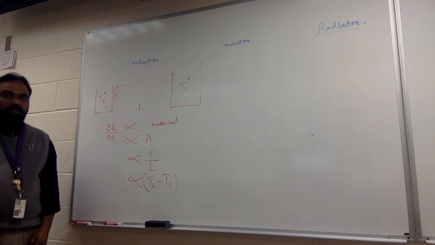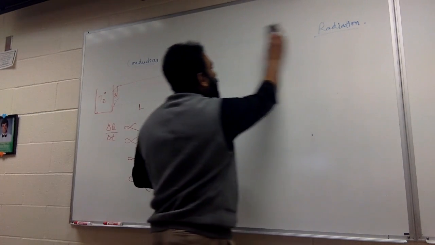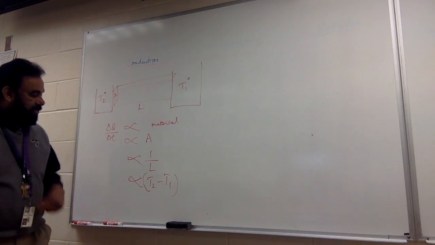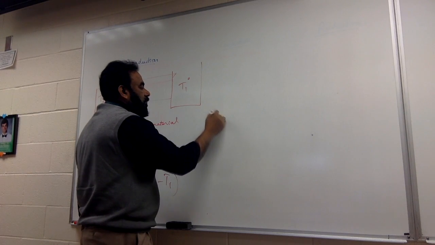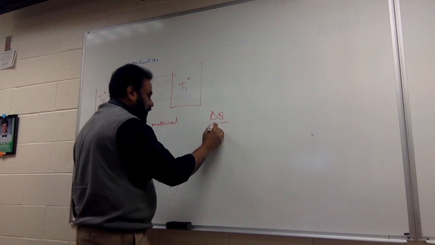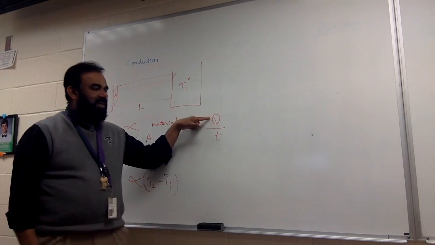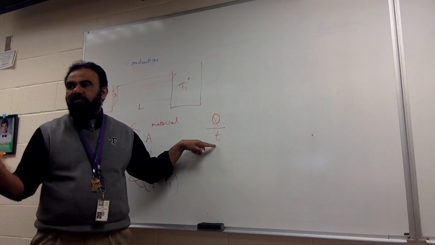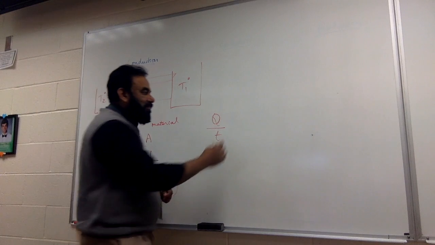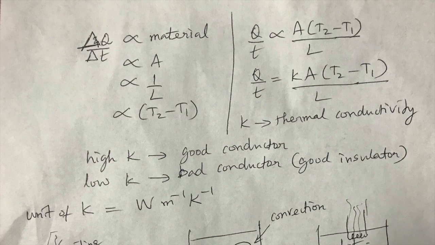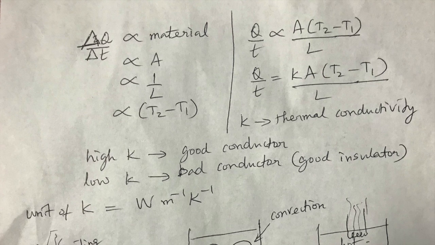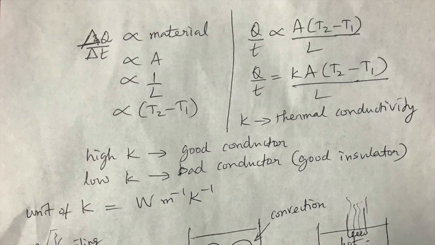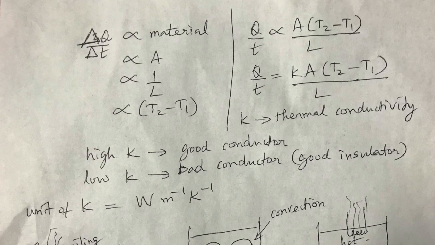So putting all these things together, you have delta Q over delta T, the amount of energy that flows in a certain period of time. Okay, I'm not taking it as a small thing. It is proportional to area times T2 minus T1 over L. And Q over T is equal to K A (T2 minus T1) over L.